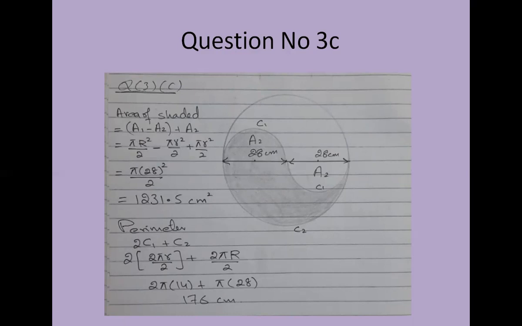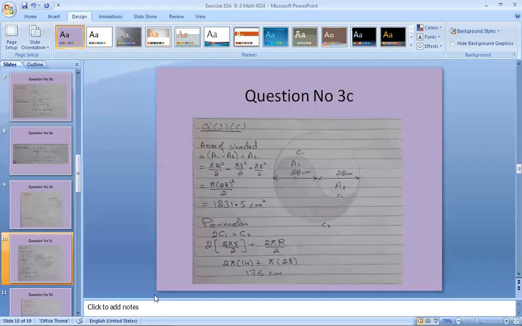Then if you want to find out the perimeter of this figure, I have called the arc of the small semicircle C1. So there are two C1 and there is one C2. The C2 is the big arc of the semicircle. So it will be 2 into 2 pi r divided by 2, the radius will be 14, plus 2 pi r divided by 2, and the radius will be 28. So you will have 2 multiply pi multiply 14 plus pi multiply 28 equals, and that will be 176 centimeter. Hopefully you understand this question.